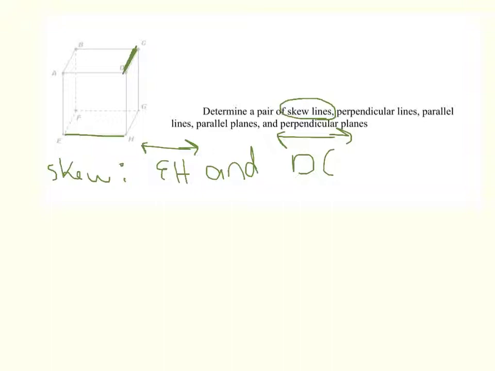To pick perpendicular lines now, I would want to pick two lines that are intersecting each other and are forming a right angle. So we can pick EH again. And this time I'm going to pick one that's intersecting it. So I'm going to say AE.